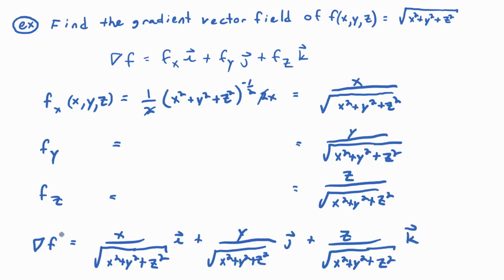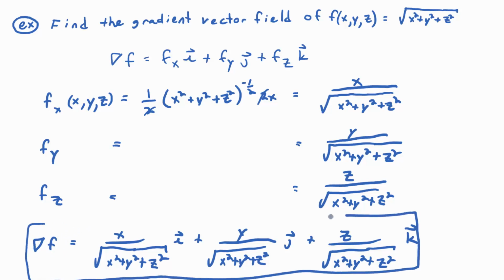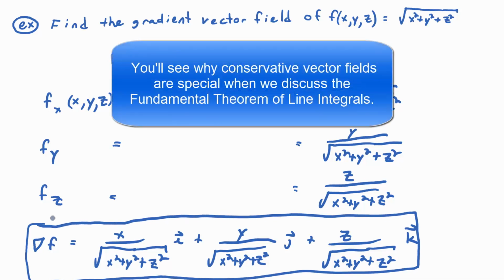Now, I didn't put del f of x, y, z, but I think that's clear from the context what the inputs are. So that technically is a vector field. It's a very special vector field. Conservative vector fields are very special.